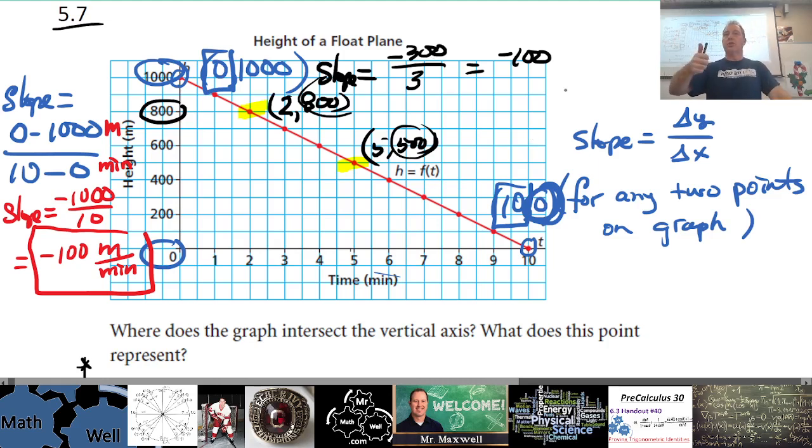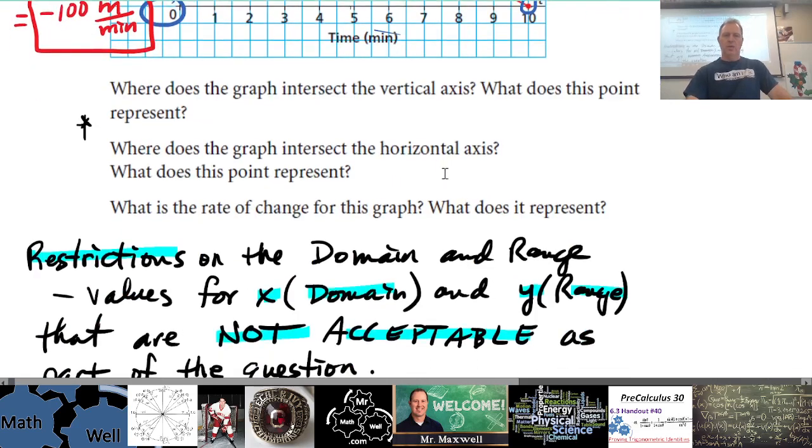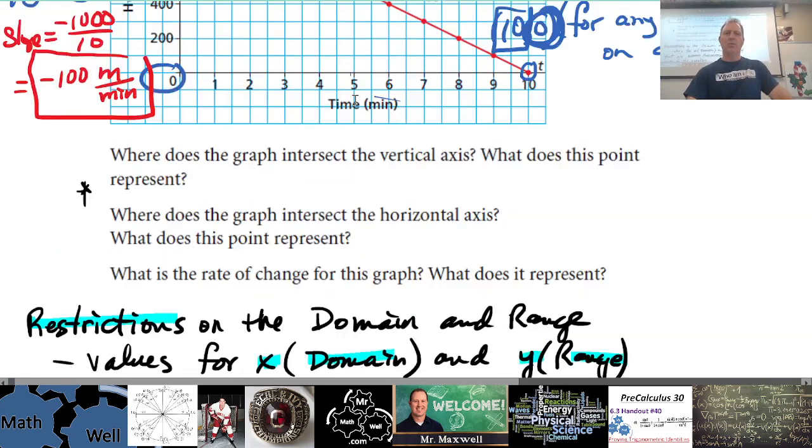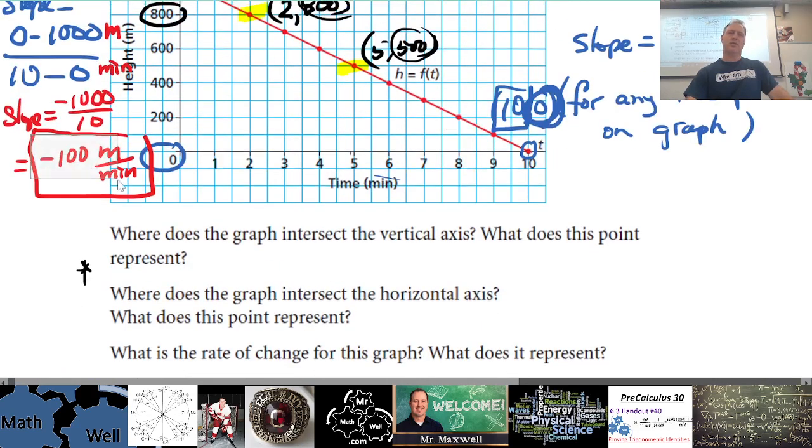Good? Understand? You got it? Okay. Good. So what does that rate of change represent? In your own words, what does this represent? Don't just say negative 100 meters per minute. What does it mean in the context of the problem? Go ahead. Give me a sentence.